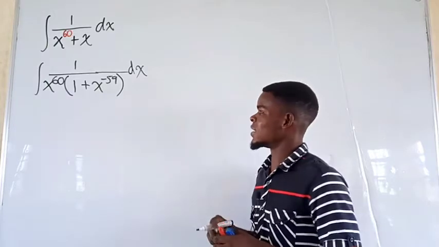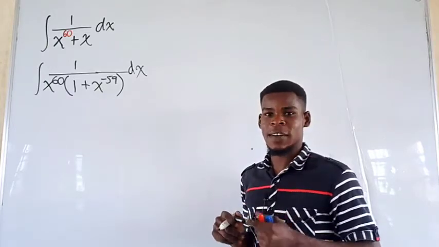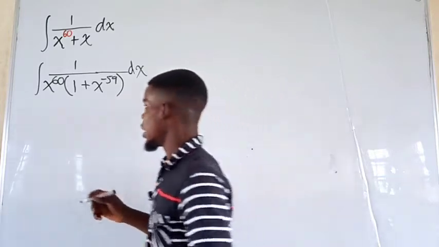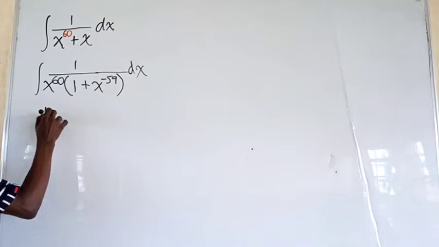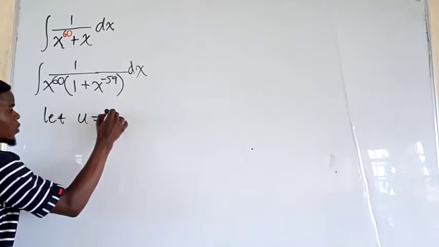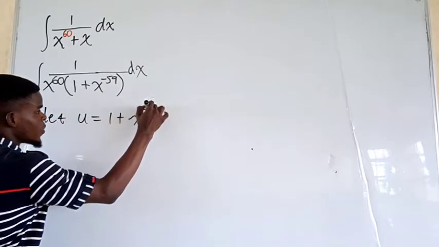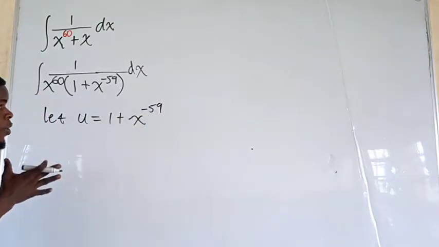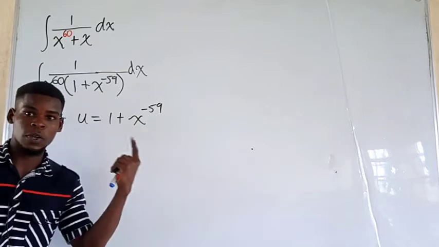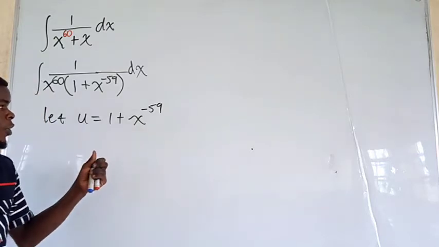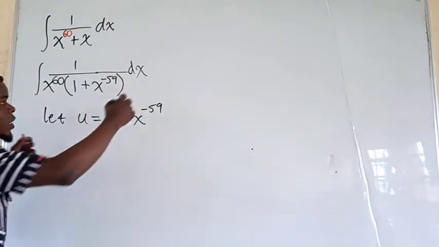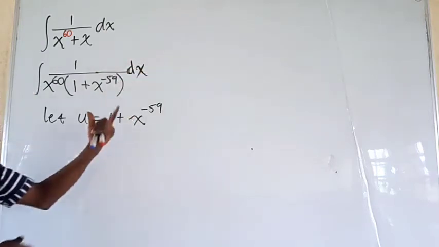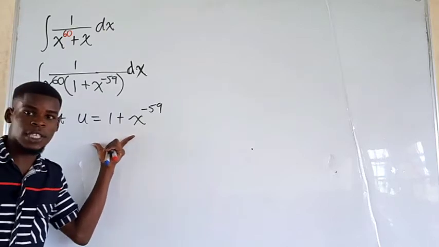From here, what do I do next? Well, the next thing I would like to do is to make a u sub. This is how I'm going to do it. Let u be 1 plus x to the power negative 59. Now, I'm going to change the variable. With the u sub, we want to do a change of variable, so I need to change everything to u. I'm going to change even this dx. To get du, I'm going to have to differentiate this, alright?